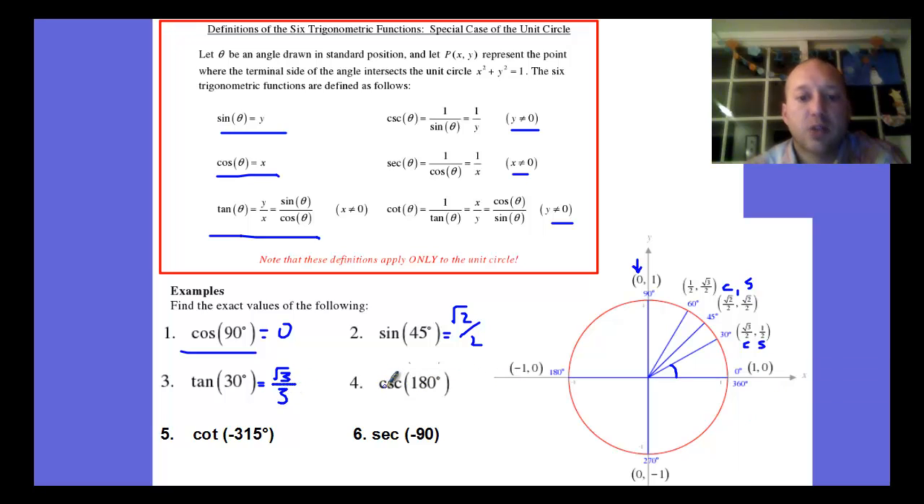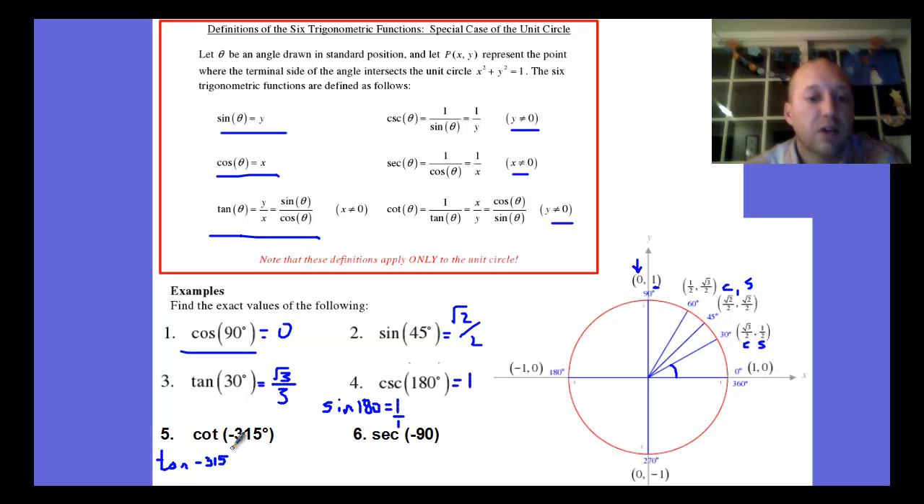Cosecant at 180. So cosecant is the reciprocal of sine. So let's first find the sine at 180. The sine at 180 is y, it's the y value of that point, which is 1. So this is a fraction, 1 over 1. So the reciprocal would be 1. 1 over 1 still.